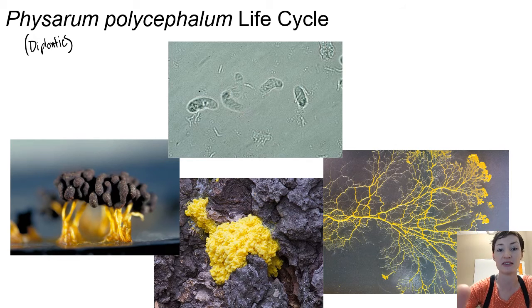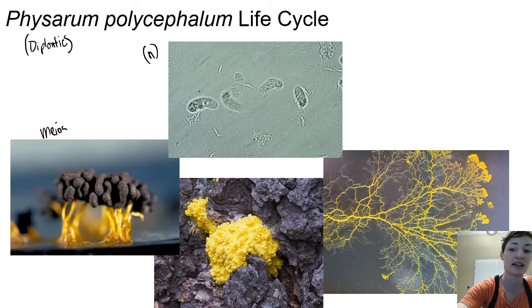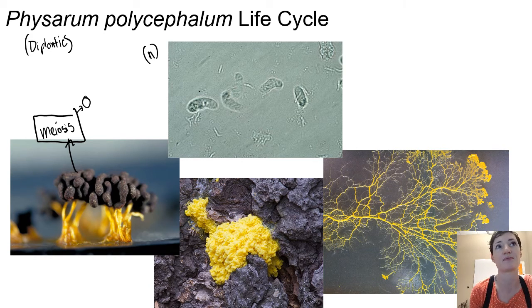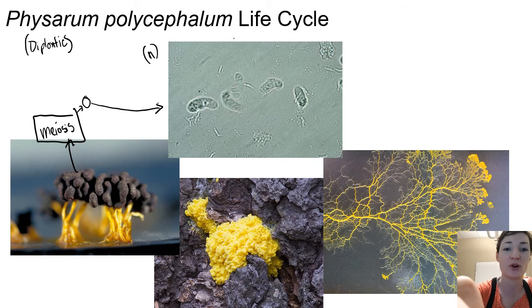So up here, this is our haploid stage. Meiosis would be happening inside of these structures to create spores. I guess these aren't really spores in that they don't grow. They just sort of encyst and then germinate, and they germinate into these swarm cells.